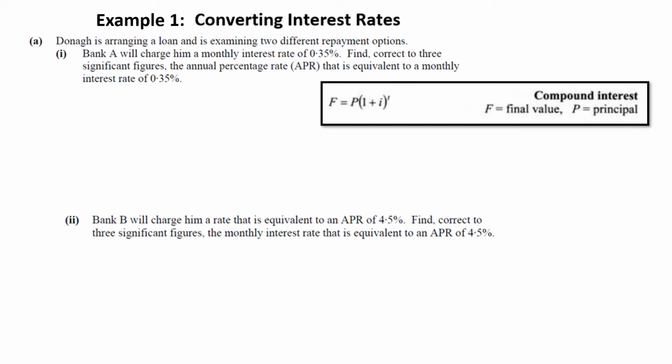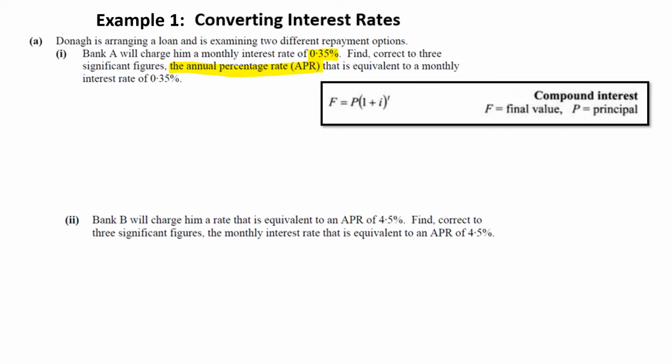Donna is arranging a loan and is examining two different repayment options. Bank A will charge him a monthly interest of 0.35%. Find, correct to three significant figures, the annual percentage rate that is equivalent to that monthly rate.